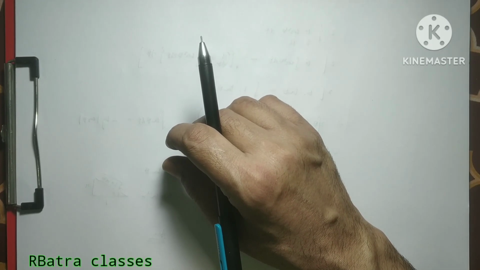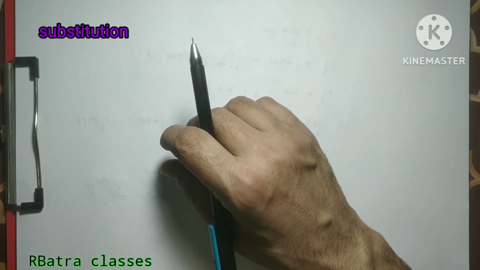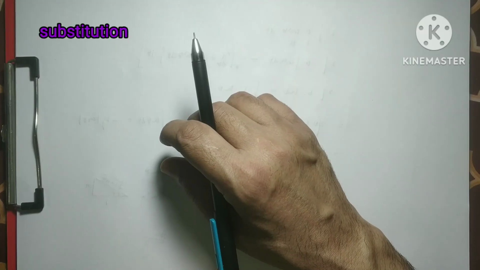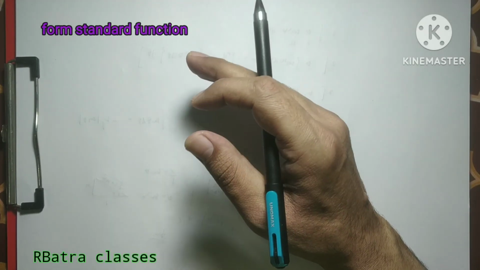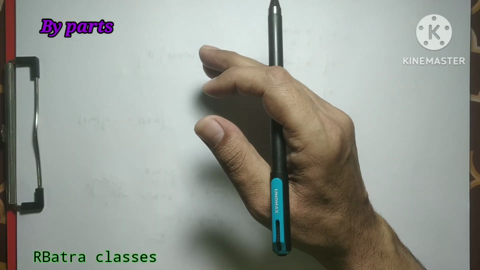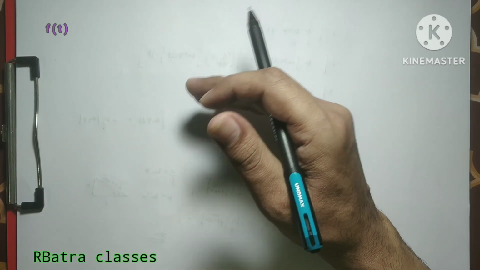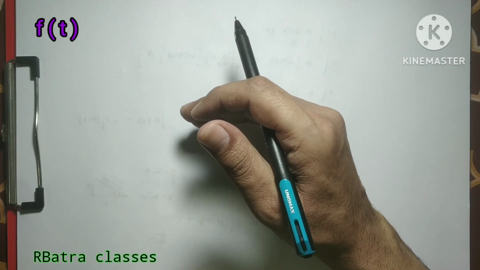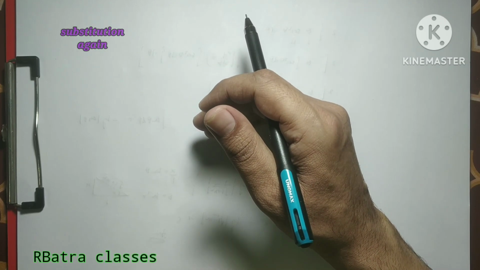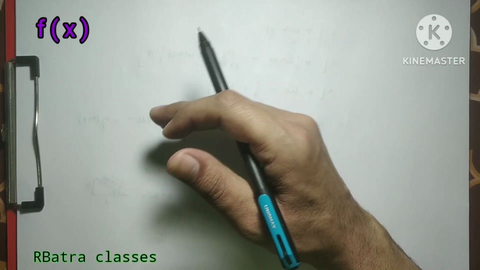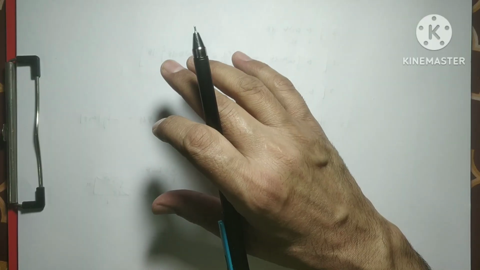The working rule in these questions is: first, we substitute. After substitution, we make the function a standard function. Then we use the by parts multiplication method and integrate in terms of theta or t. And finally, we substitute once again and regain the function in terms of x. Right? So this is the scenario.